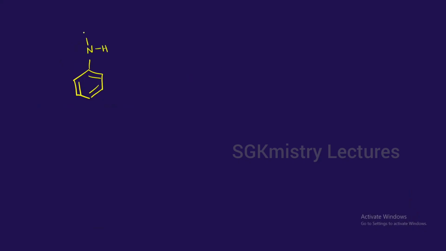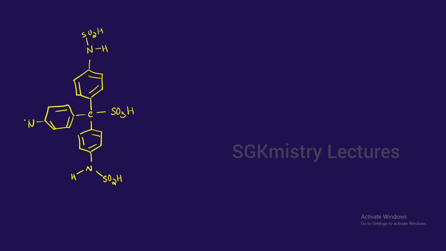NH, SO2H. Here we have the carbon. Here SO3H. Again, there is one more benzene ring. Here NH and SO2H. Here again, one more benzene ring. Here it is NH2 group.